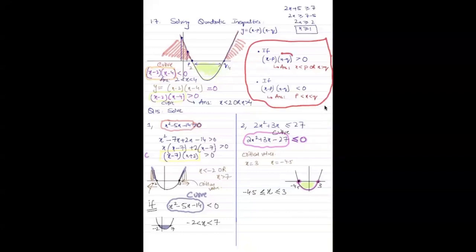As a summary of this lecture: if your quadratic curve is greater than 0, then your solution sets are going to be x less than p and x greater than q, if p is the smallest value and q is the largest value. And if your curve is less than 0, then the solution for the values of x is going to be between p and q, where p and q are the x-intercepts.